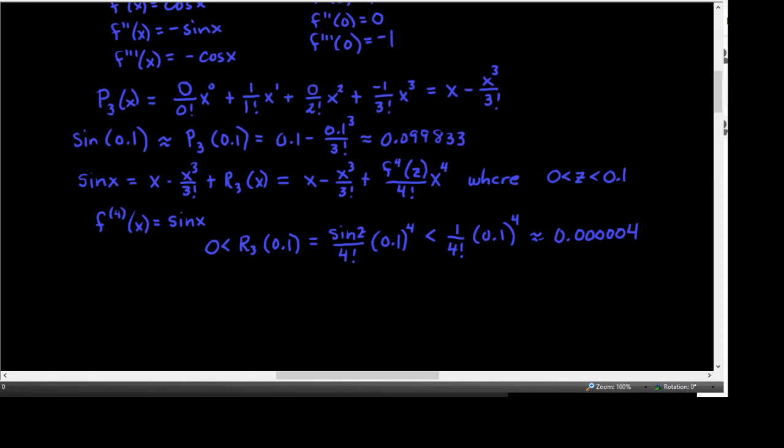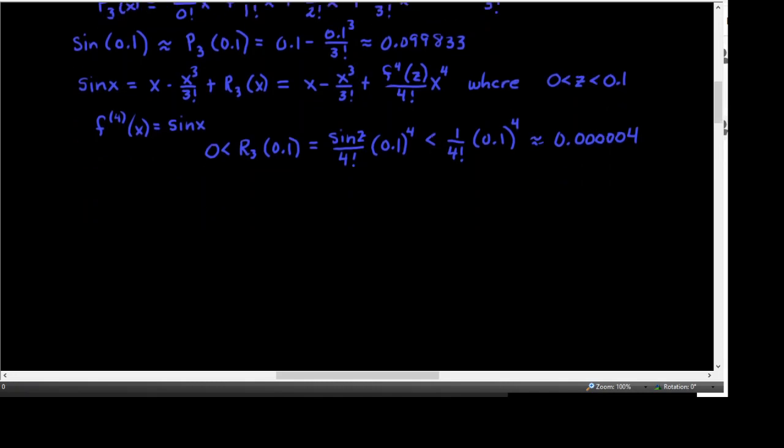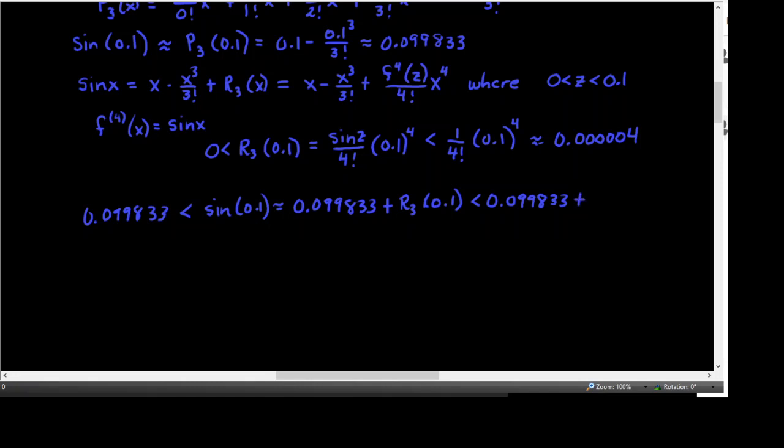So what that means, the implication, is that this answer we got, the 0.099833, which is less than the actual answer for sine of 0.1, is approximately, that sine of 0.1, our answer plus the remainder part evaluated at 0.1, which is less than 0.099833 plus what we just calculated, the 0.000004.